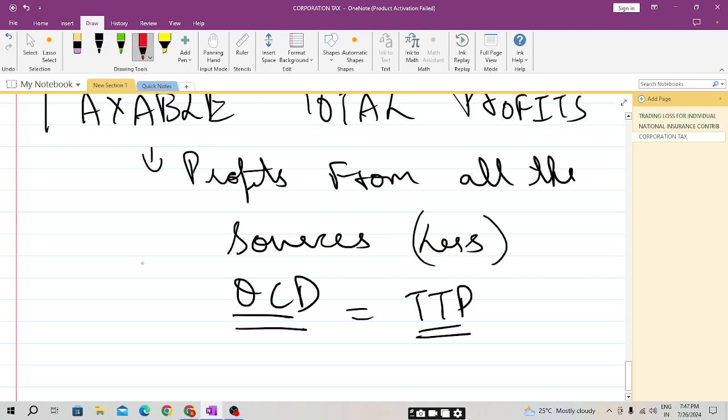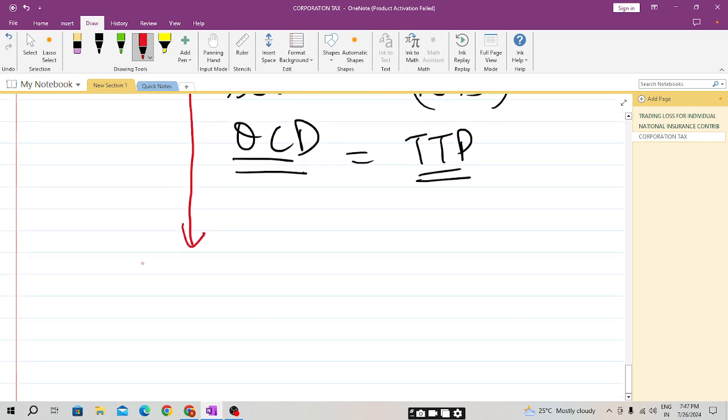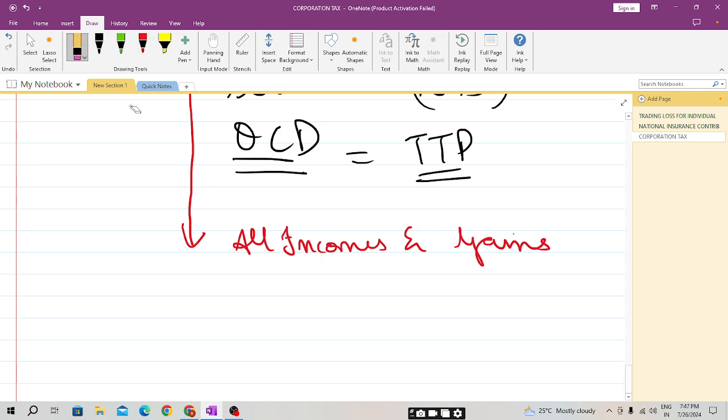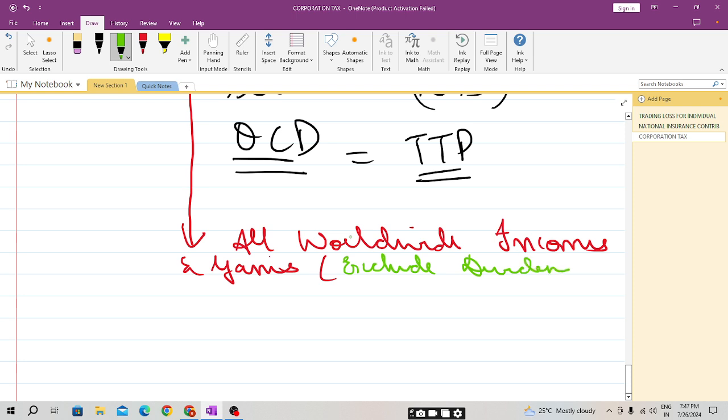Now students, this profit will include all worldwide incomes and gains, but excluding one: it will exclude dividend income. It will exclude the dividend income. I hope this is clear.